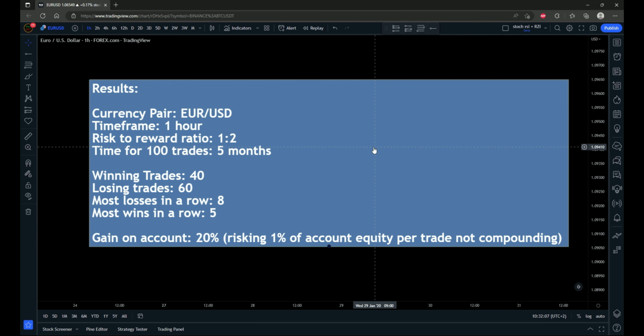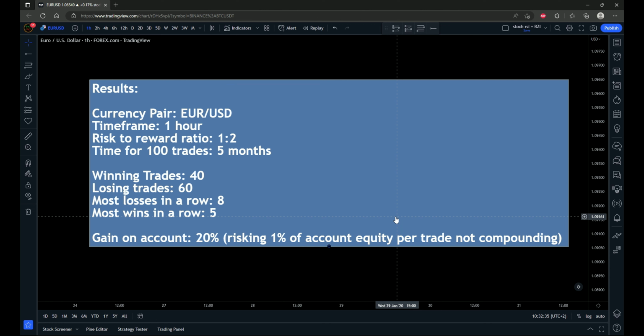The results are in after the 100 back-tested trades. This was done on euro against the US dollar on a 1-hour time frame using a 1 to 2 risk to reward ratio. It took 5 months of price data to find the 100 trades, and out of those 100, there were 40 winning trades and 60 losing trades. The most losses in a row was 8, and the most wins in a row was 5. The gain on the account, after all that, 20%, risking 1% of account equity per trade, and also not compounding.